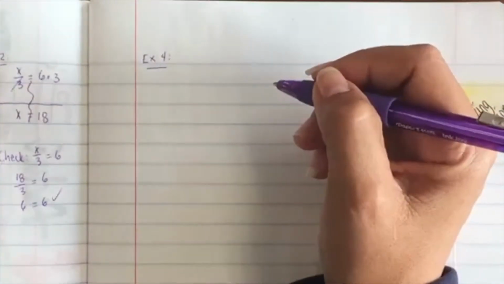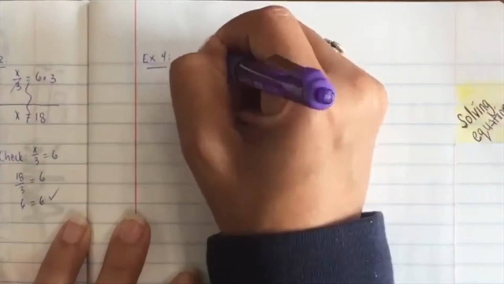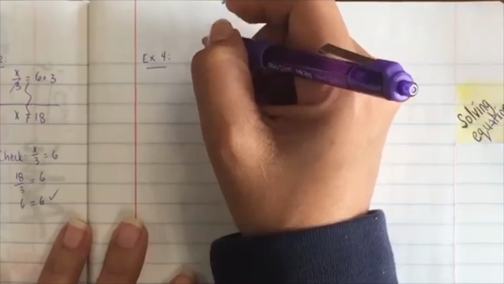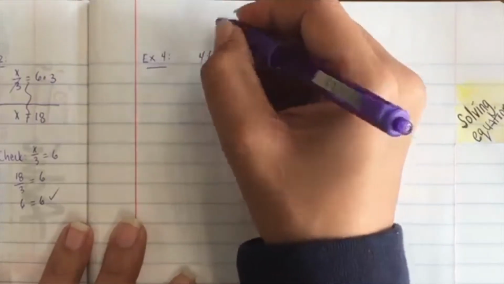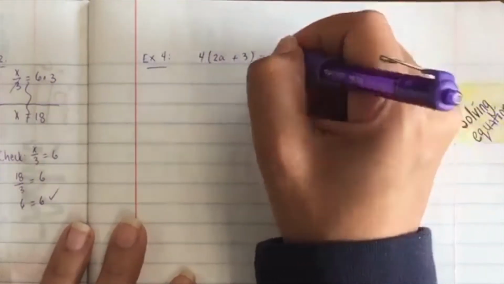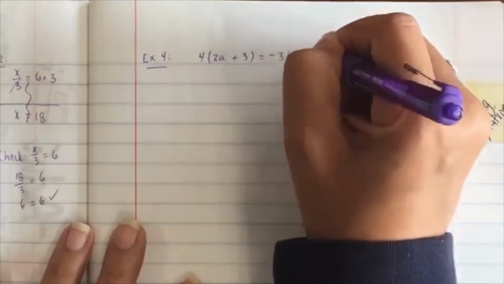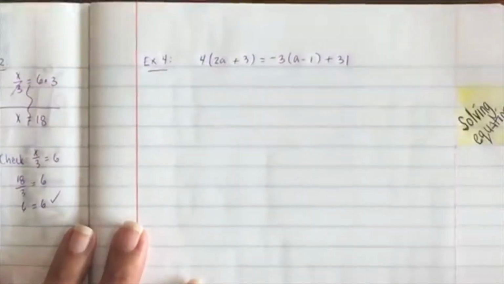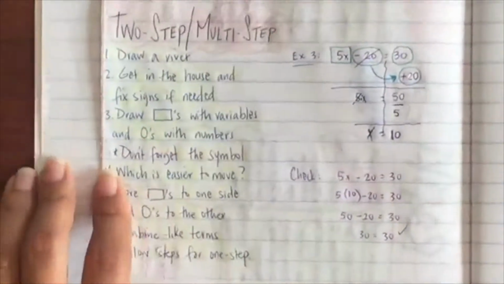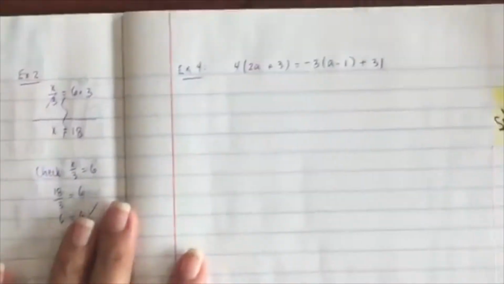All right, let's take a look at another example. If I have 4 times the quantity 2a plus 3, equals negative 3 times the quantity a minus 1, plus 31. So again, draw a river.